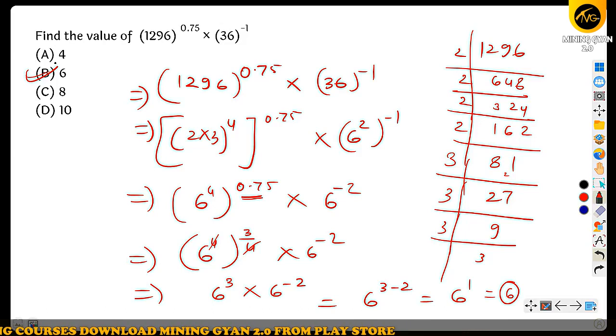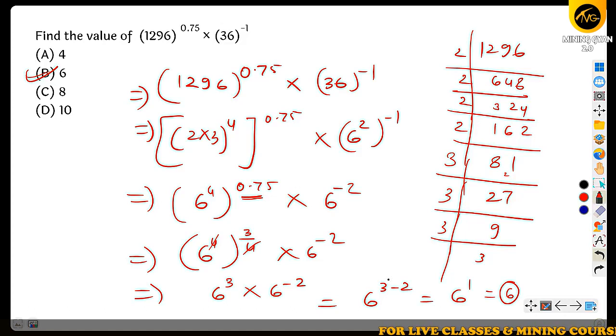Is that clear? Clear na? Any doubt? We have to just simplify all the factors, or we have to simplify the numbers. So this is especially the basic part of the simplification portion of the maths syllabus.